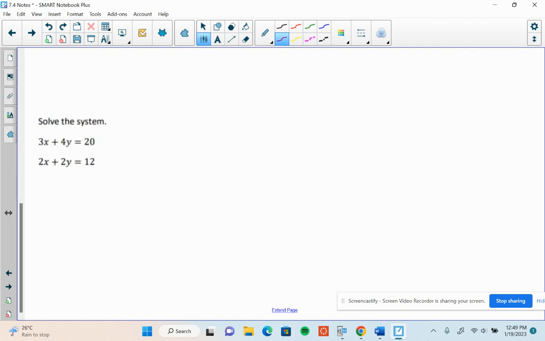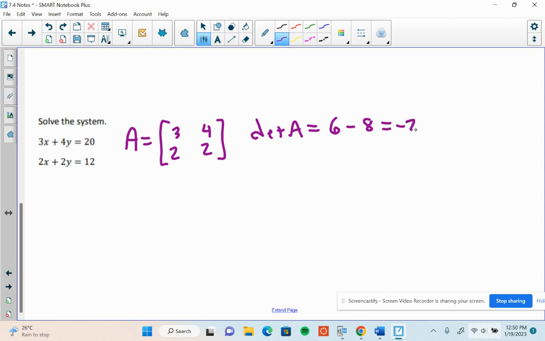Solve the system. Okay, same drill. We're going to write down our coefficient matrix. Lots of positives in this one. Everybody's positive. The determinant of matrix A is going to equal 3 times 2, which is 6, minus 4 times 2. So we get negative 2. That's the determinant.